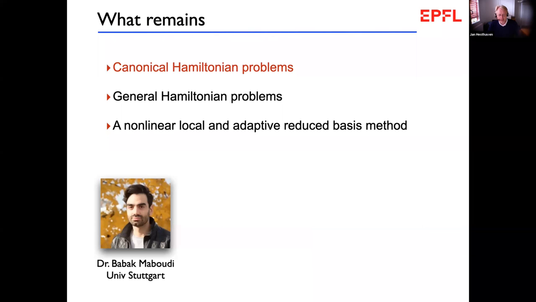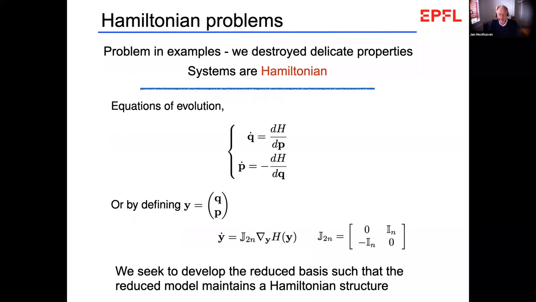So let's look at the canonical problem first. The problems that we saw, both the wave equation and also the shallow water equations, can in fact be written in Hamiltonian structure. So it means that they preserve the energy, or at least this is one interpretation.